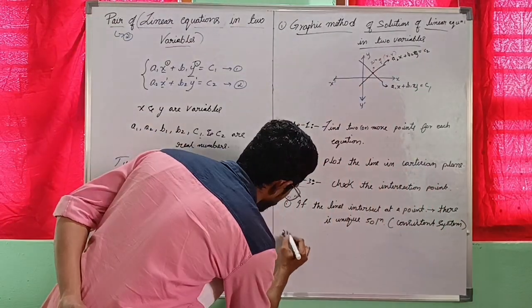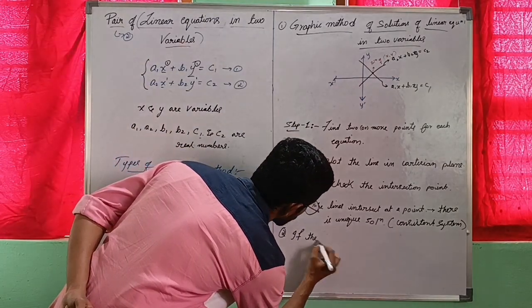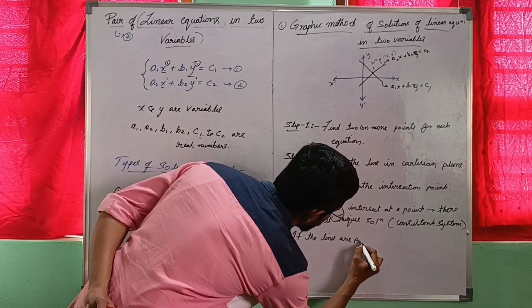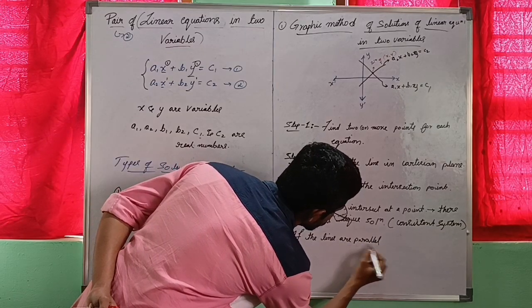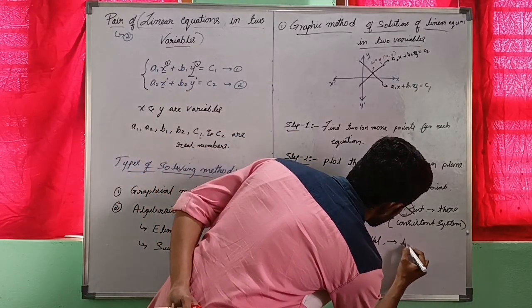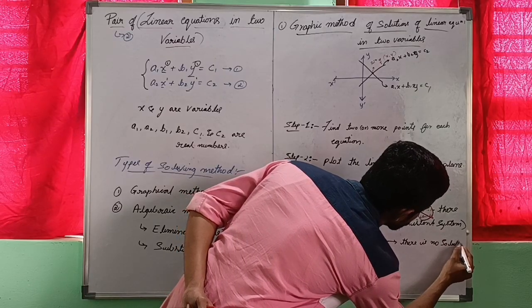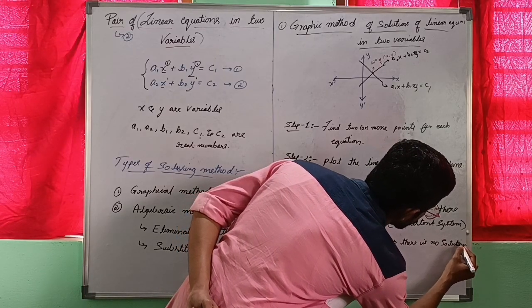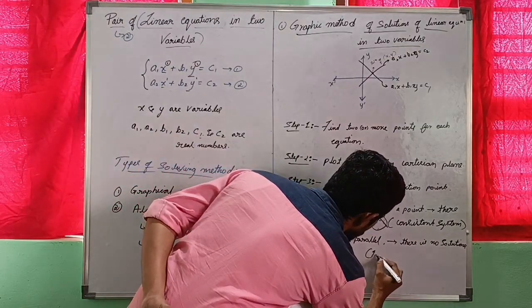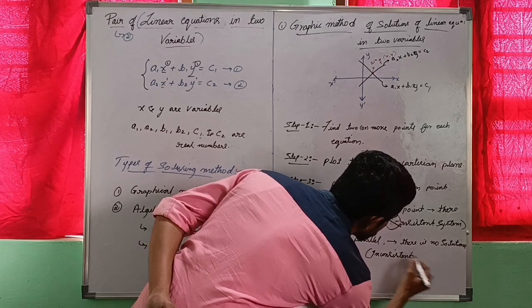And the second case, case 2: if the lines are parallel, then there is no solution. This is called an inconsistent system.